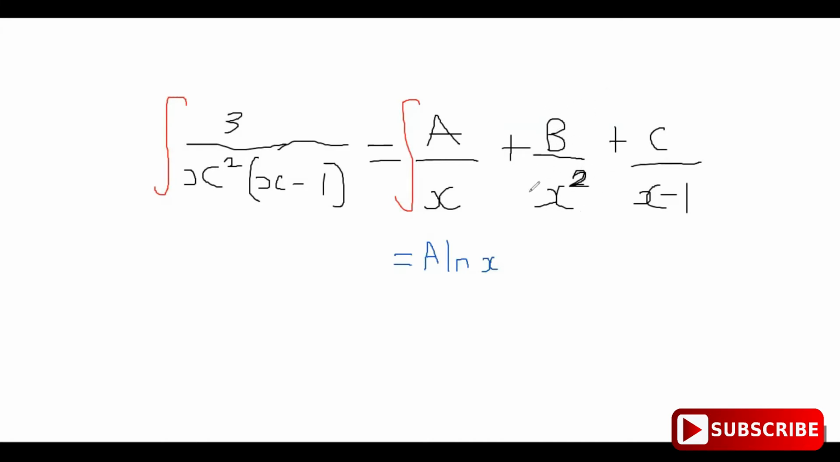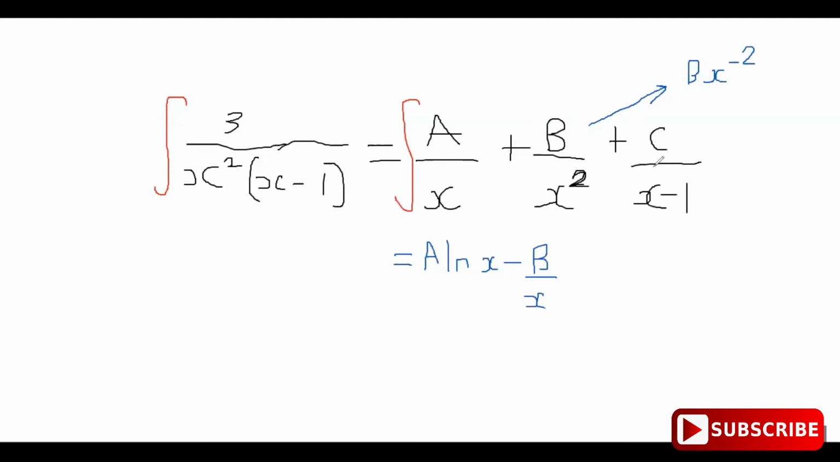Remember, b over x squared can be written as b times x to the minus 2. You see the trick now? How do you integrate b x to the minus 2? It would be b times x to the minus 1 divided by negative 1. That'll be minus b times x to the minus 1, that's minus b over x.